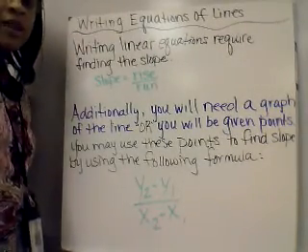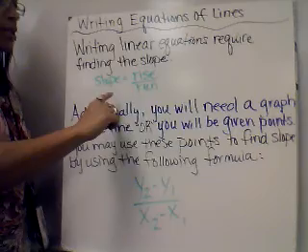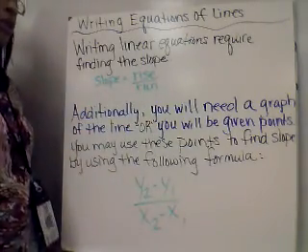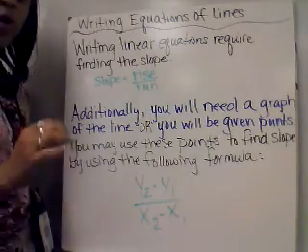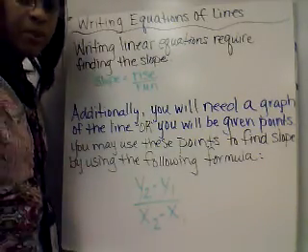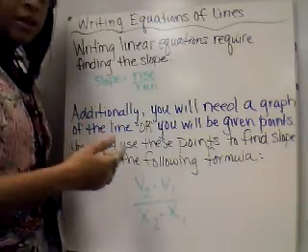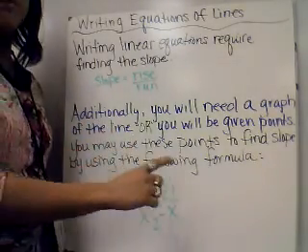Writing equations of lines requires that you know the slope. The slope is basically the rise over the run. Additionally, you will need a graph of the line, or you will need given points to find the slope. You can use the points that are given to you to find slope by using the following formula.